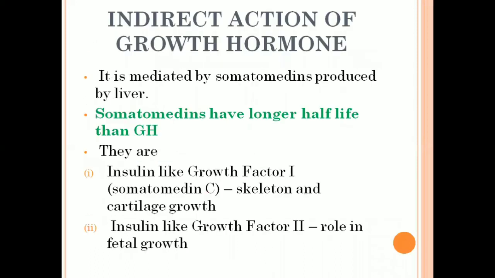So far we have discussed direct actions. Now we'll be seeing the indirect actions. These indirect actions are mediated by certain substances produced by the liver called somatomedins. There are two somatomedins, insulin-like growth factor 1 and insulin-like growth factor 2. Insulin-like growth factor 1, or somatomedin C, plays an important role in skeletal and cartilaginous growth, while insulin-like growth factor 2 plays an important role in fetal growth.